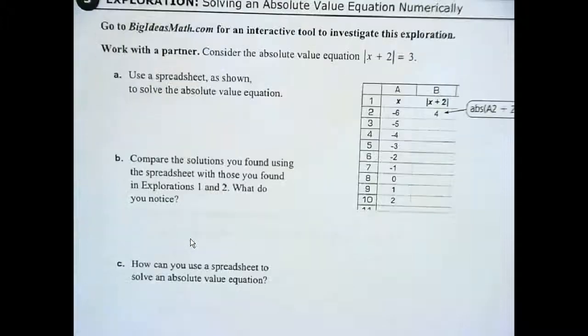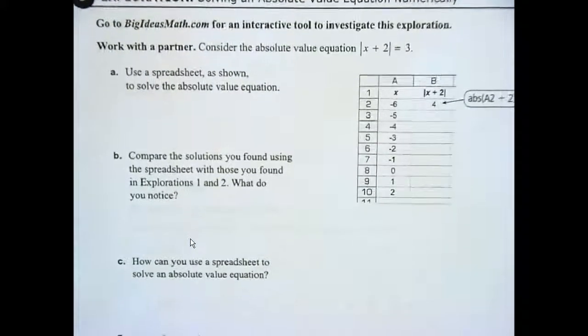Okay, we're going to take a look at, actually, you need a graphing calculator for this piece. Everyone grab a graphing calculator.